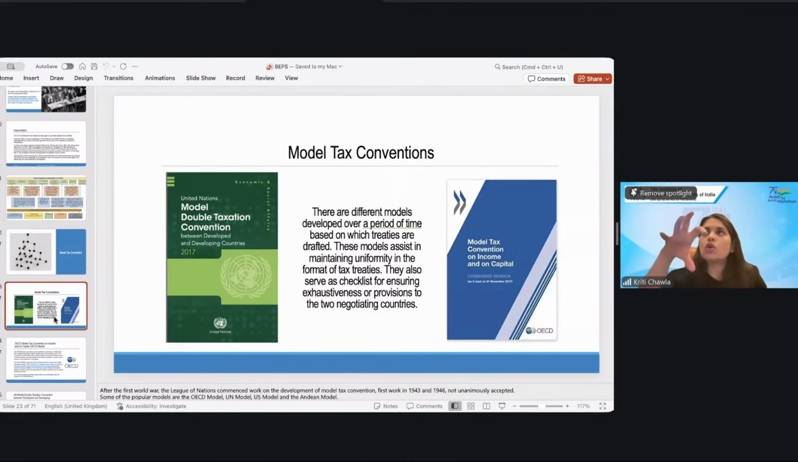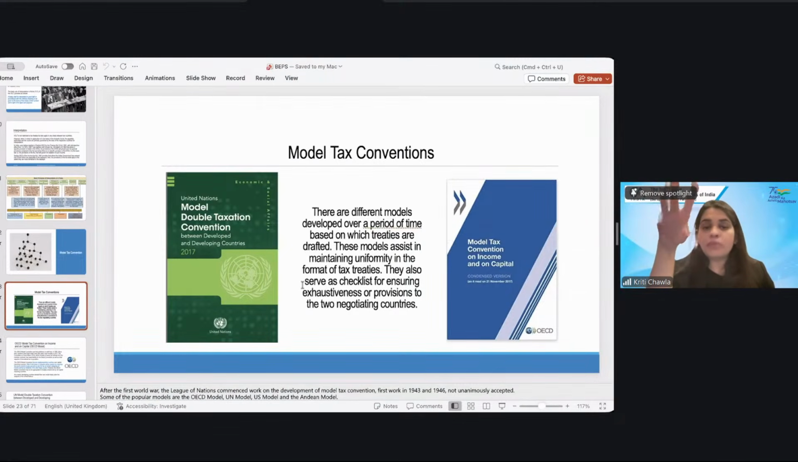Well, that is because these tax treaties are developed and based on two models out there, and that is helping them maintain this uniformity in the format of these tax treaties. So there are different models which are developed over a period of time, based on which the treaties are drafted. These models help in maintaining uniformity in the format of tax treaties, and they also serve as a checklist for ensuring exhaustiveness of provisions to the two countries who are negotiating a particular tax treaty.